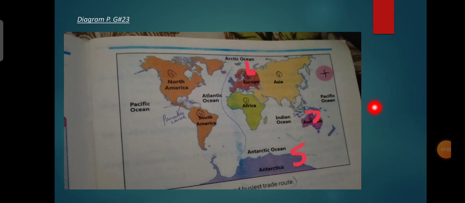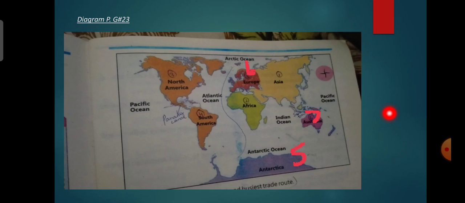Okay student, on your book page number 23, there we have one diagram, and in this diagram we have 7 continents of the world: Asia, Europe, Africa, North America, South America, Antarctica and Australia. Asia is number 1 or the largest continent of the world. Number 2 is Africa, number 3 is North America, and number 4th is South America. Number 5th continent is Antarctica, number 6th one is Europe, and then the smallest continent of the world, which is Australia.